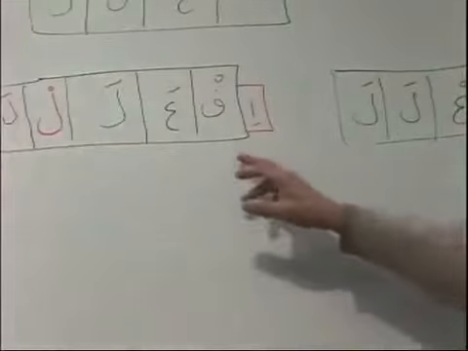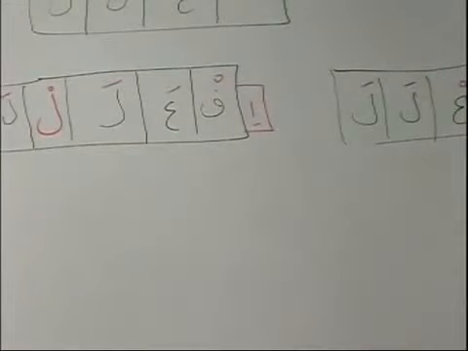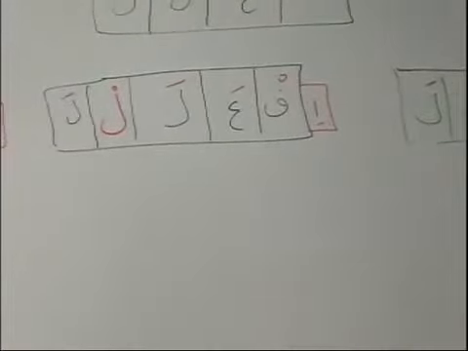Ishma azzat. This is fi'l madi, brothers and sisters. What is the form of verb? If'alalla. Ishma azza. If'alalla. Are you with me, brothers and sisters? Now this is your jawabu shart. This is your jawabu shart.